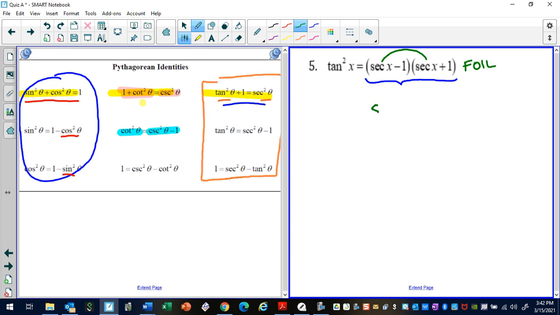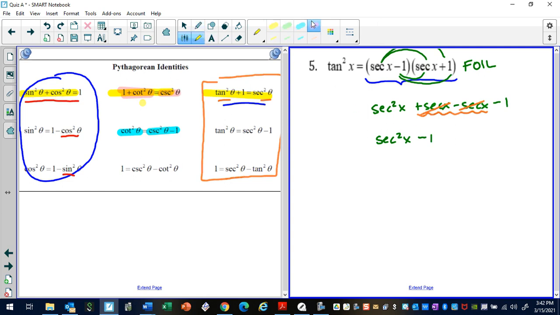Foiling this will give you secant squared x plus another secant x minus a secant x and minus a 1. Then you've got like terms right here. Oh, a positive and a negative, they actually cancel each other out. All that's left is secant squared x minus 1.